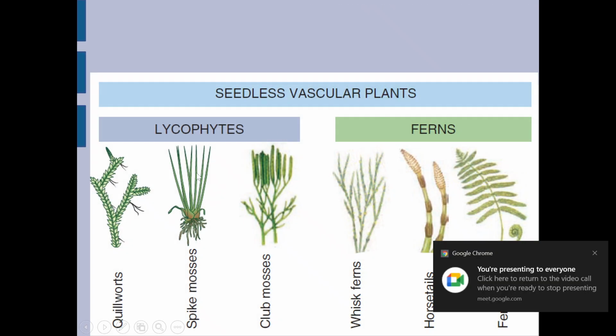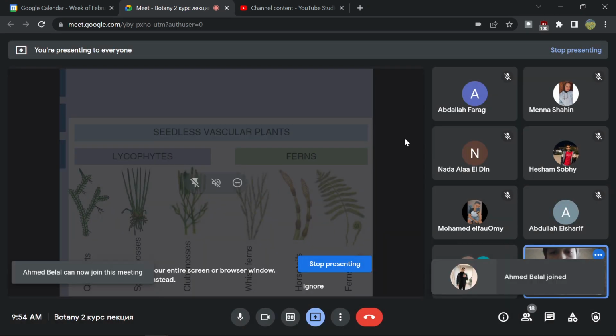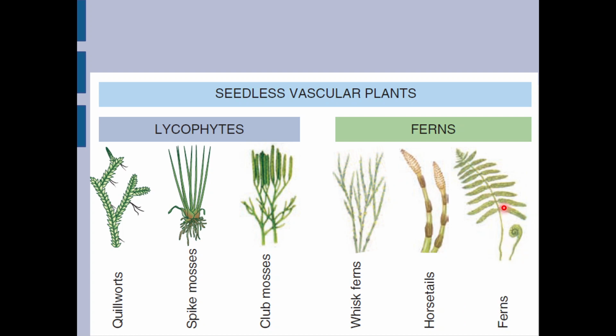And the ferns are also divided into three subgroups like whisk ferns, horsetails, and true ferns. So most of you probably are only familiar with the true ferns because they are more common and can be easily identified. However, because of the diversity, let's go through all the classes.